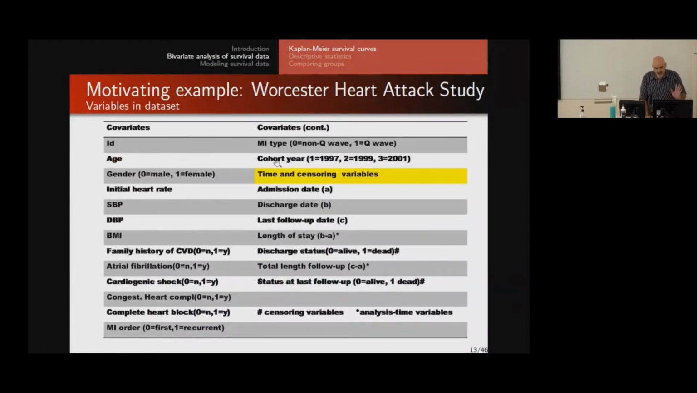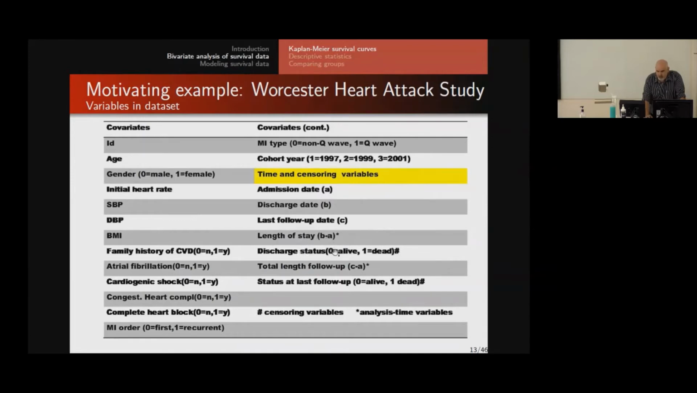We're not going to consider all of these, but up until this yellow point here, these are the covariates, the predictors, and then after that, we have the time to event outcomes. In fact, with survival data, we often have to calculate them ourselves. So we will have an admission date, we'll have a discharge date, and then we will calculate, say, the length of stay, which is discharge date minus admission date, and what their status was when they were discharged. So alive or dead.